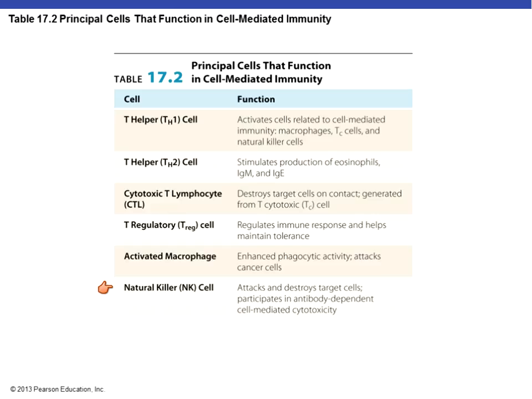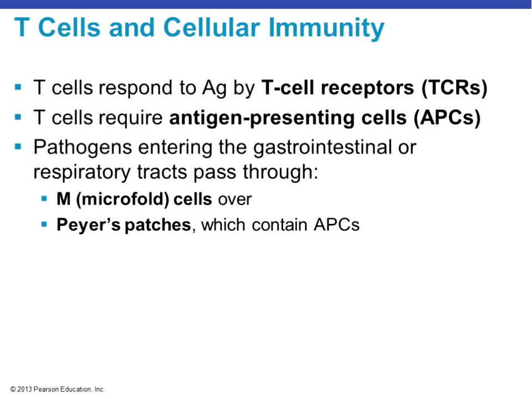And then natural killer cells, they kind of fit into both classes of specific immunity and non-specific immunity, because they can attack and destroy target cells if they don't have the right MHC marker on them, and they can also participate in antibody-dependent cell-mediated cytotoxicity, which we saw in the previous slide, with how your body can deal with parasitic worms.